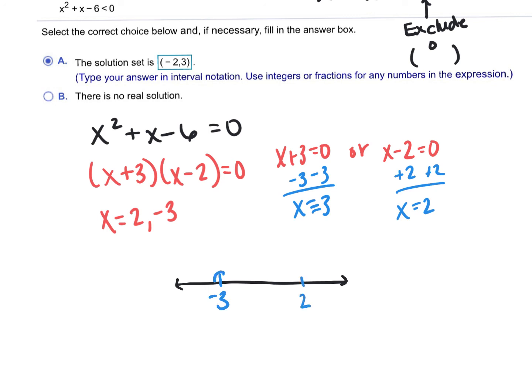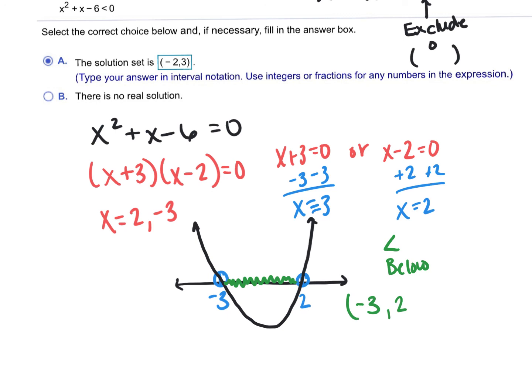We said we're going to exclude these values, so we're going to put open circles here. And now I need to know which way the parabola is opening. Is it opening up or down? I can tell that by looking at the a value, or whether the x squared is positive or negative. Here it's positive. So the parabola opens up, comes through here, turns back like this and goes through like that. And remember, the symbol that we're looking at is the less than symbol, so we want to be below. Well, where's the graph below that horizontal axis? It's below from this value to this value. And this tells me that my solution set is going to be from negative 3, and I don't include it because I have an open circle at negative 3, up to 2. Don't include the 2 because I have an open circle there.